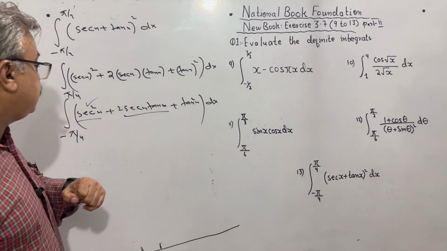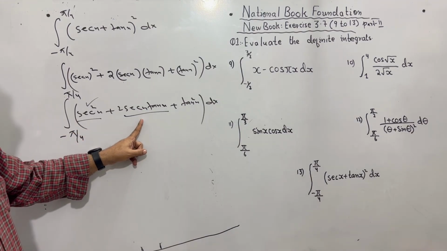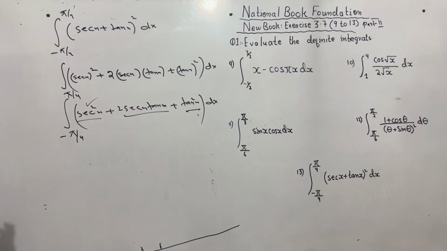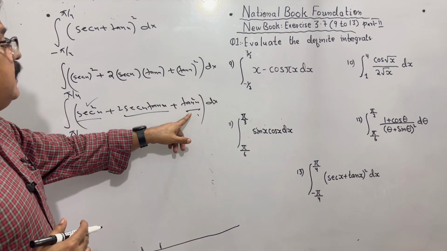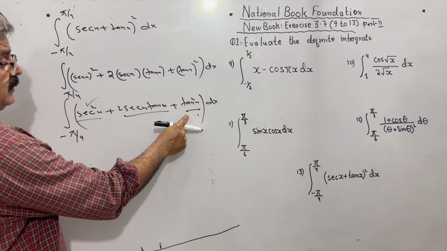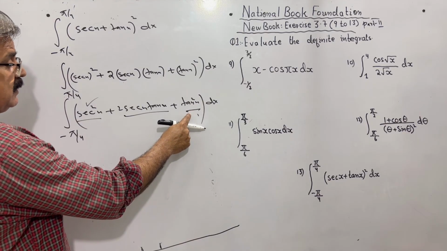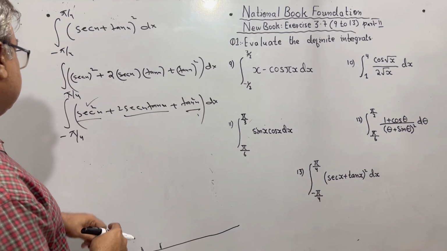Sec x tan x is the differentiation of sec, so its integration is only sec. What about this? Ask yourself, tan square is not the differentiation of any function. Then we are in a position to convert this one into sec square. Tan square is given by sec square minus 1. Then we are in a position to answer the question.